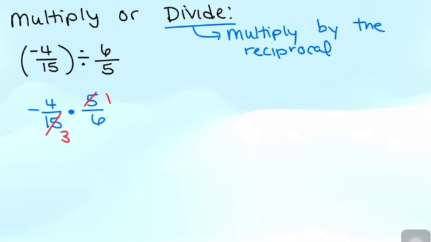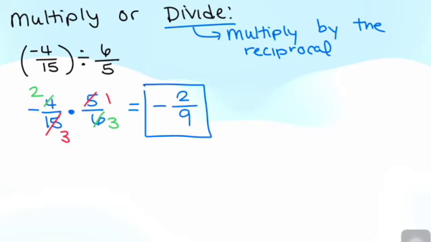Let's see, 5 and 15 are both divisible by 5. 5 divided by 5 is 1. 15 divided by 5 is 3. And then 4 and 6 are both divisible by 2. 4 divided by 2 is 2. 6 divided by 2 is 3. And now we go straight across. We have a negative times a positive, so negative. 2 times 1 is 2. 3 times 3 is 9. Final answer, -2/9.